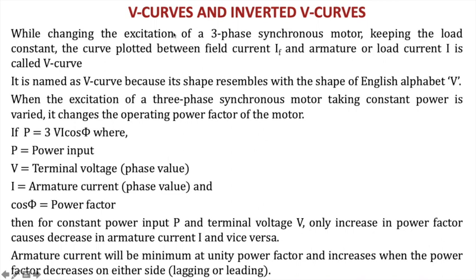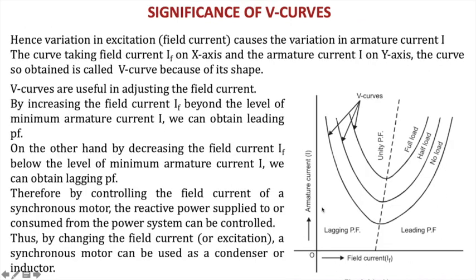Now these V curves and inverted V curves are very important for synchronous motors, because they tell you the relationship between the armature current and the field current. In this figure, you can see the curve drawn between the field current and the armature current. As you change the excitation, the armature current first reduces from the lagging power factor, but as you go on changing the excitation, the field current is increasing. From the lagging power factor, the machine will start operating on the leading power factor side.